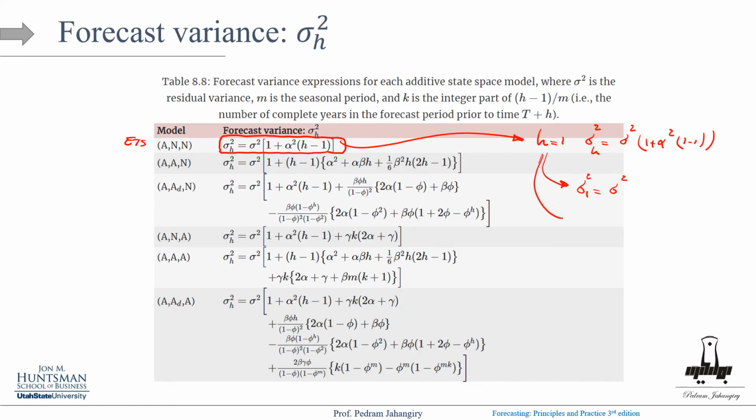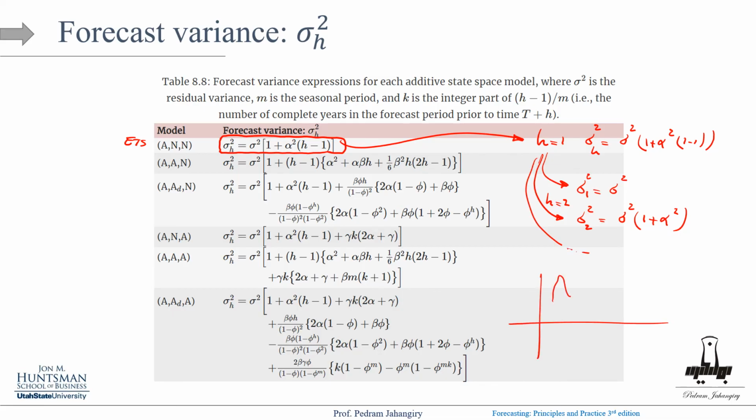You can go ahead and try h is equal to 2, and you will see that your sigma squared for the second horizon is going to be sigma squared multiplied by 1 plus alpha squared. Okay, and all the way you can try different h's, right? But what it gives you is something like this.